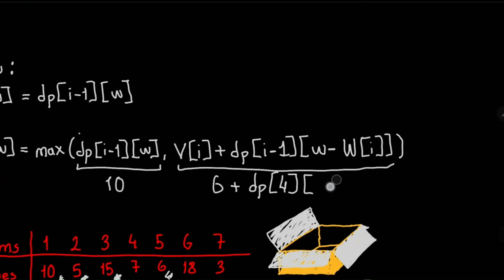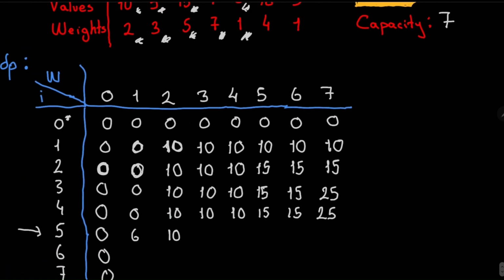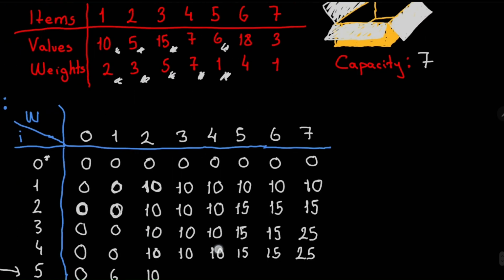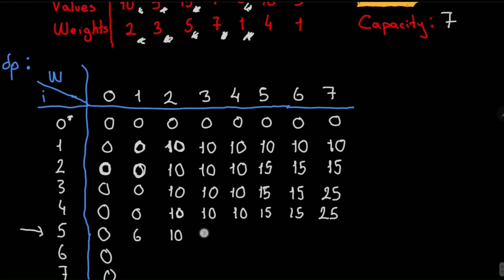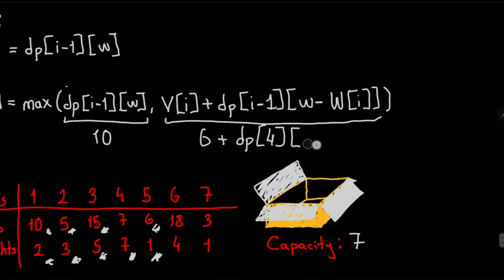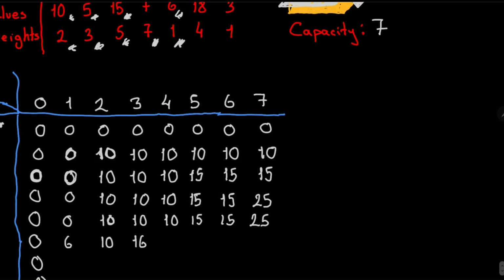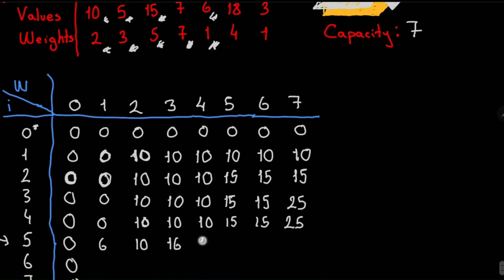When the current capacity is 3, 3 minus 1 gives 2. Let's see. dp[4] of 2, which gives 10. So 10 plus 6 is 16, which is greater than 10. So we are taking the item of 5. For the capacity of 4, this becomes 3, and dp[4] of 3, which is again 10, so that means we are again taking it.